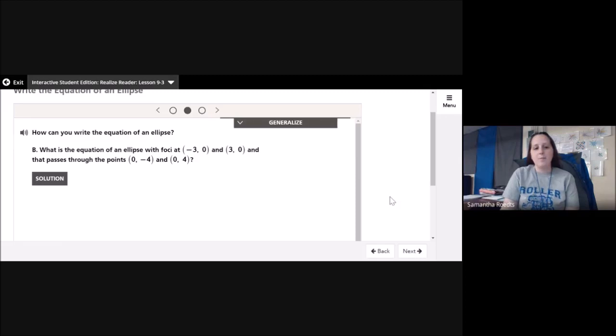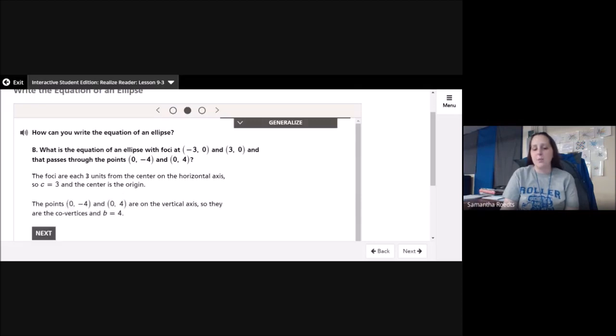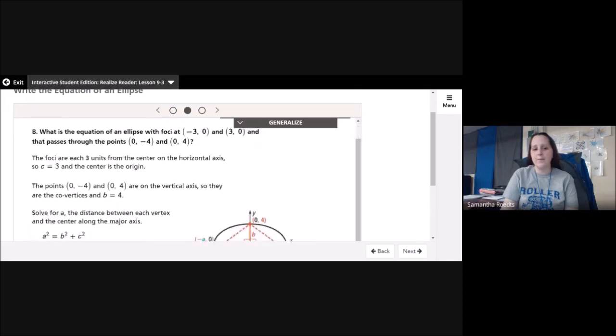Okay. B, what is the equation of an ellipse with foci at negative 3, 0, and 3, 0, and that passes through the points 0, negative 4, and 0, 4? The foci are each 3 units from the center on the horizontal axis, so C equals 3, and the center is the origin. The points 0, negative 4, and 0, 4 are on the vertical axis, so they are the co-vertices, and B equals 4.